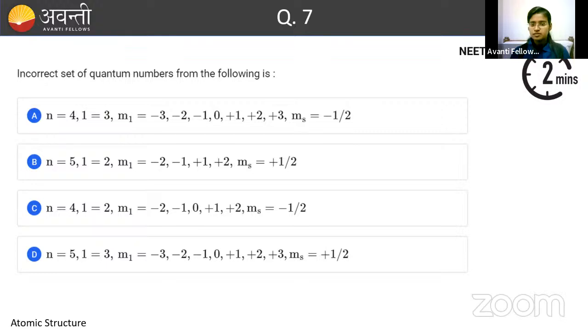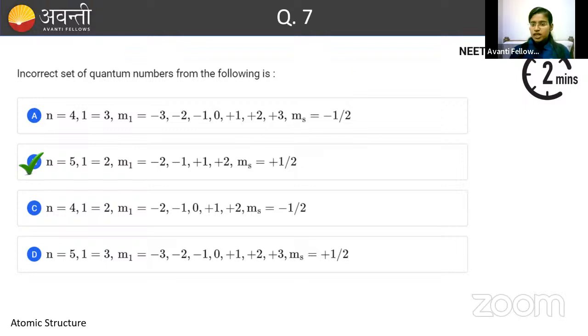Option B. Fantastic. Option B is the correct answer. Why is option B the correct answer? Very good, Pratham. No zero is given in the magnetic quantum number. Very good, students.